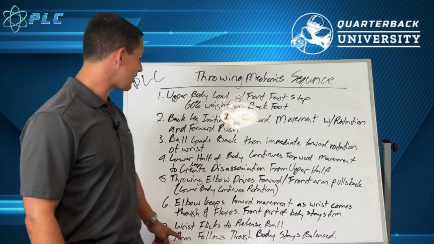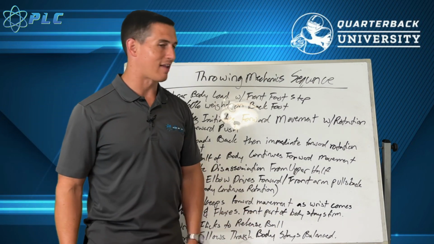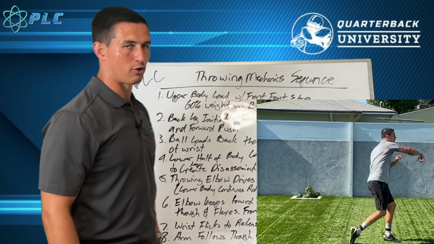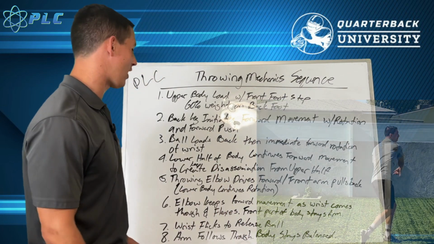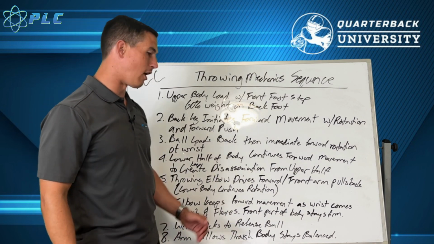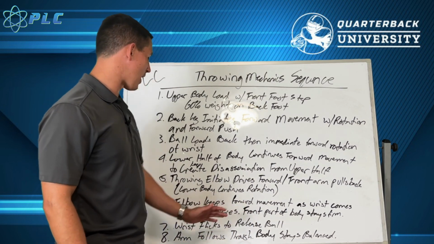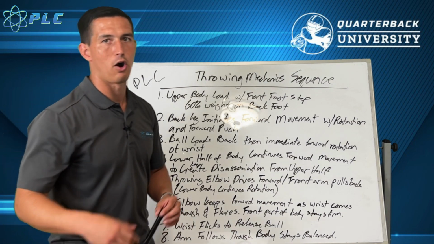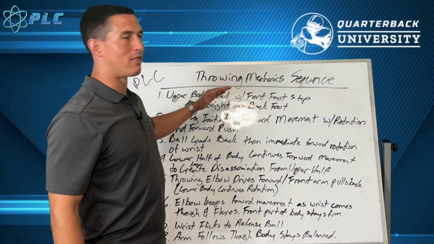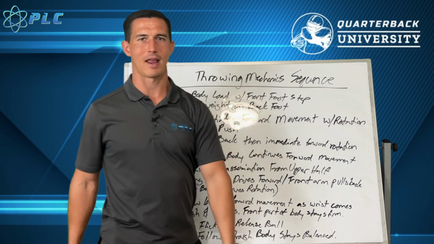And then number 8, the arm follows through and the body stays balanced. So as you're going through, you want to be balanced. You want to be under control, the best you can. If you're taking a shot at that time, you're obviously going to be falling over to the side. But if you're not getting hit, you want to be balanced. You want to have control. You want that arm to be following all the way down and through in order to complete the throw. And those are going to be the main parts of your throwing mechanics sequence.